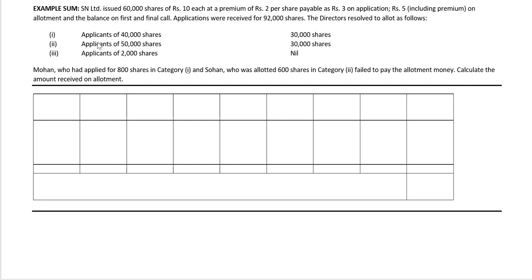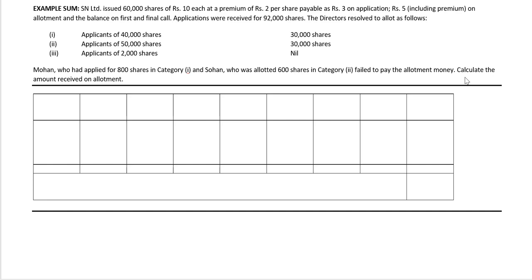In the first category, applicants of 40,000 shares are allotted 30,000 shares. In the second category, applicants of 50,000 shares are allotted 30,000 shares. And in the third category, applicants of 2,000 shares are not allotted any shares, so they are rejected. Mohan, who had applied for 800 shares in category 1, and Sohan, who was allotted 600 shares in category 2, failed to pay the allotment money. Calculate the amount received on allotment.